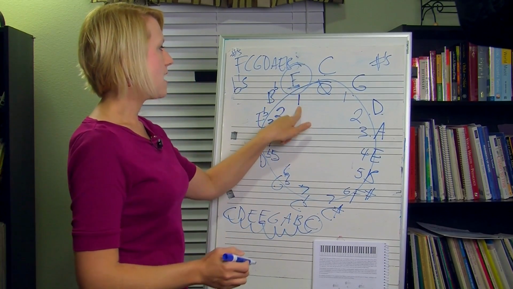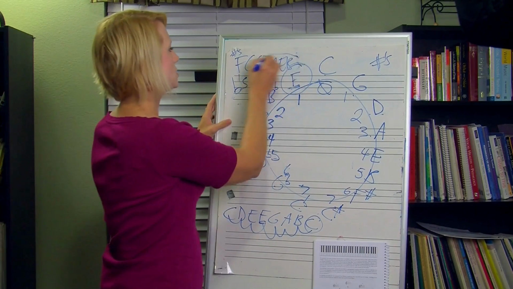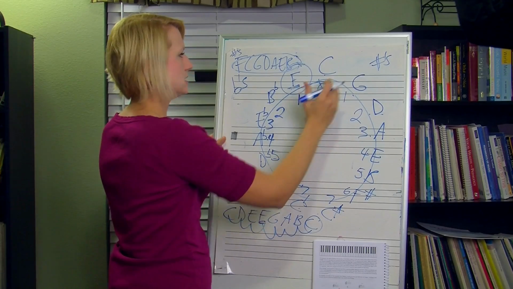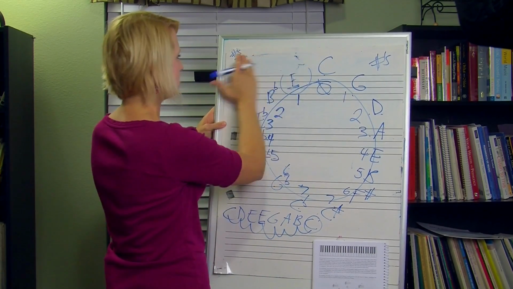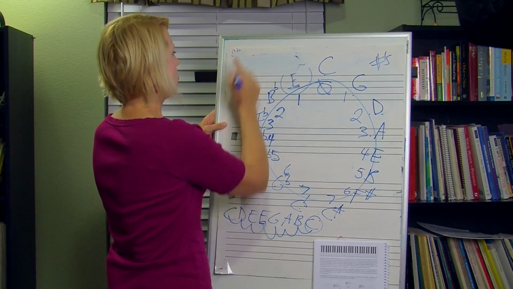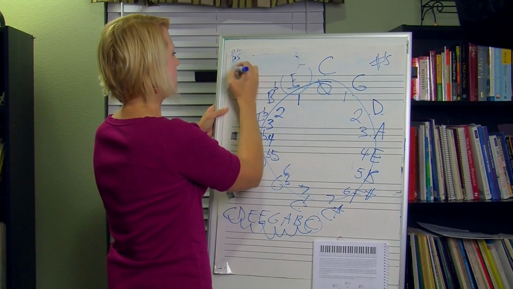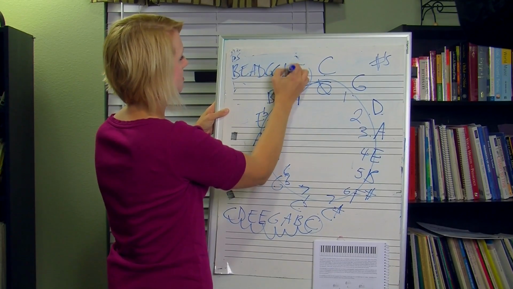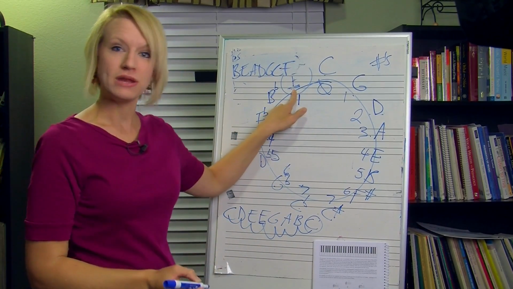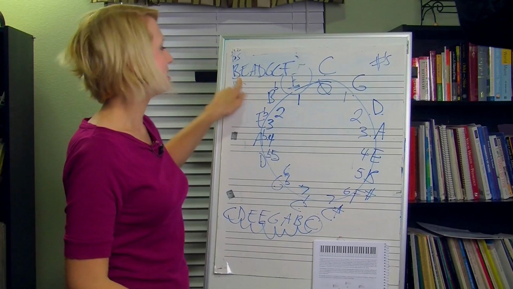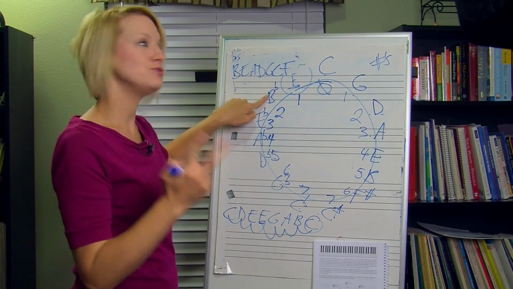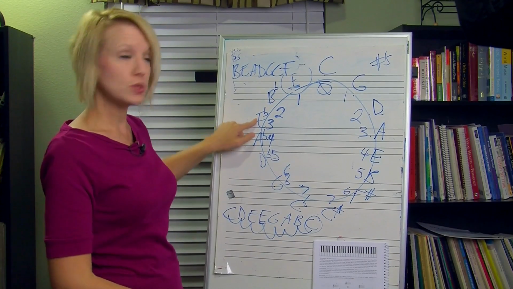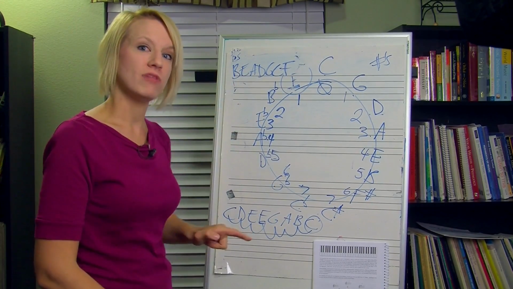So anyway, if F has 1 flat, now remember the flats are in reverse order from here. So the order of flats, let me see where I can write that. I'll just erase this right here. The order of flats, remember, is bead, go call Fred. So when F has 1 flat, it's that B flat. When B flat has 2 flats, it's B flat and E flat. E flat has 3, it's B, E, and A flat.